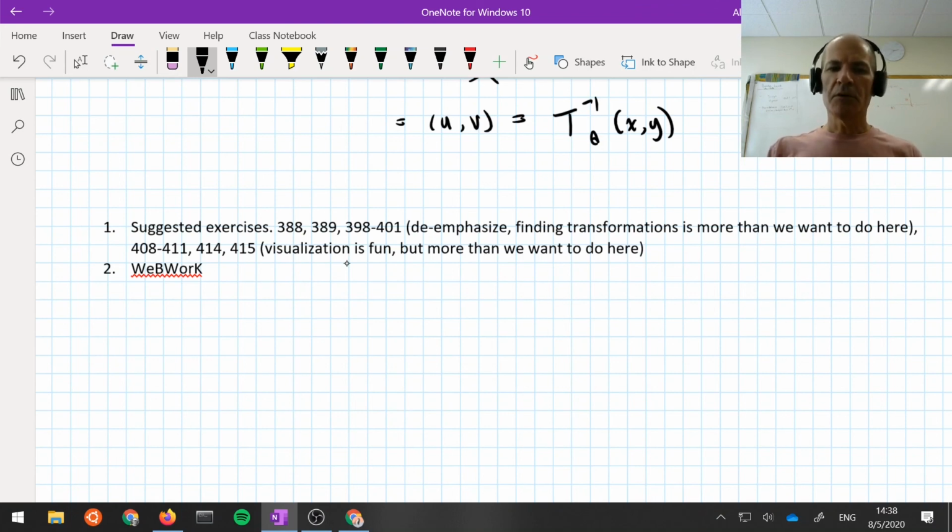Similarly, 408, 411, 414, and 415, you're being asked to visualize, to look at sets and images of sets and pre-images and so forth. You can plot all of that in Sage, and I'm happy to work with you individually if you're interested in doing that kind of work. But it's not something that I'm going to emphasize in this class. Time is short, and we're just going to move on.